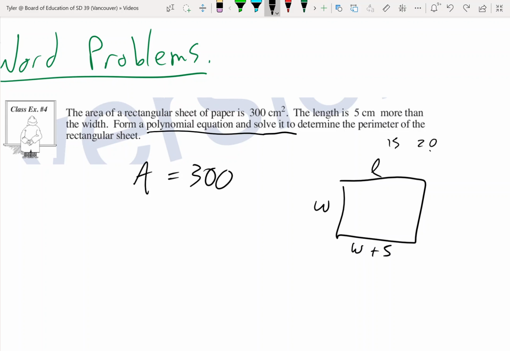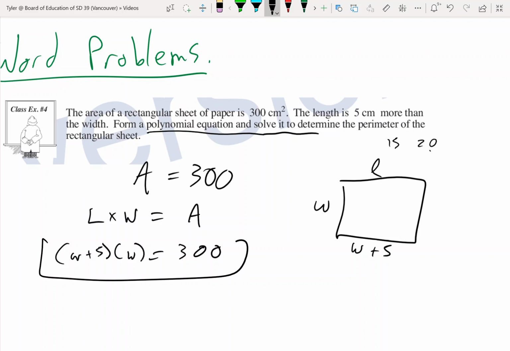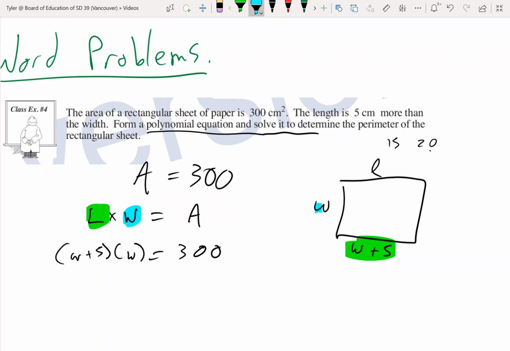So I'm going to write a polynomial expression and solve it. So we're saying area is 300. Area is the same as length times width equals area. Okay. The length, I'm actually going to write width plus 5. The width is just the width. And the area is 300. So now, that's my equation. That's my formula. I subbed in the numbers. This was length. This was width. And the area was 300.